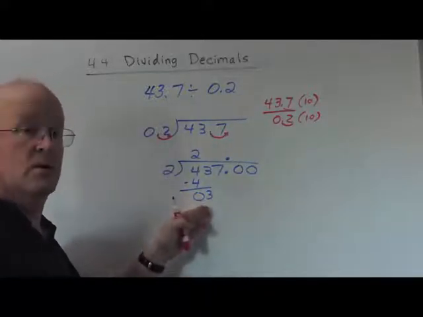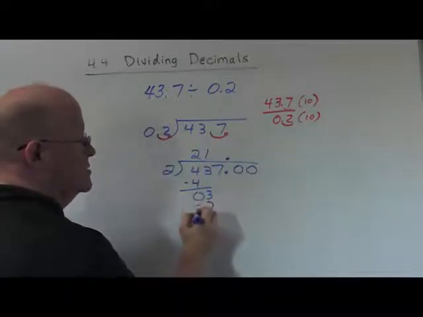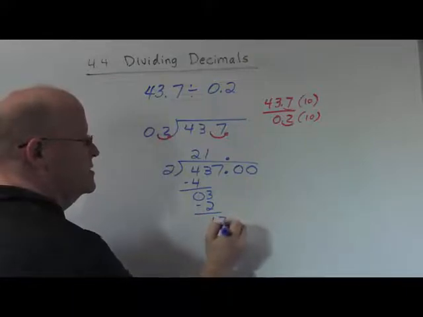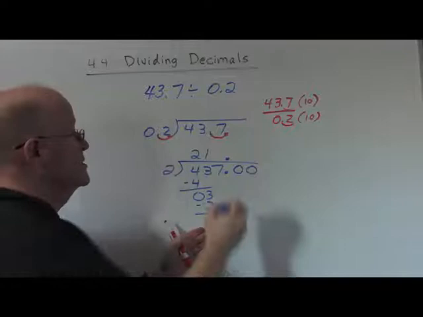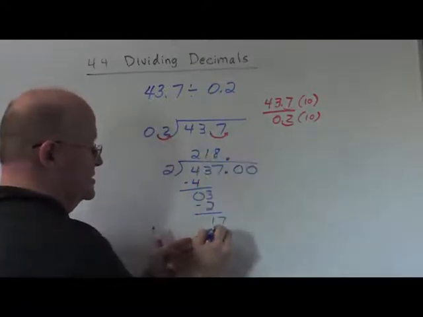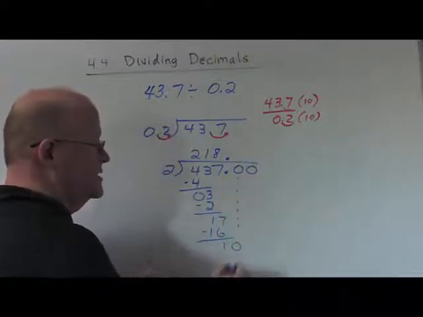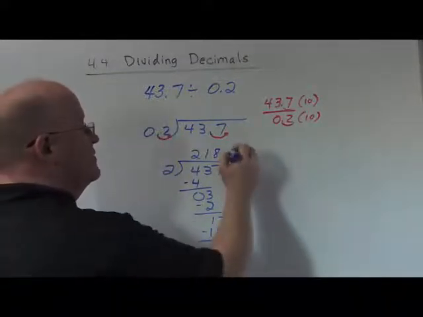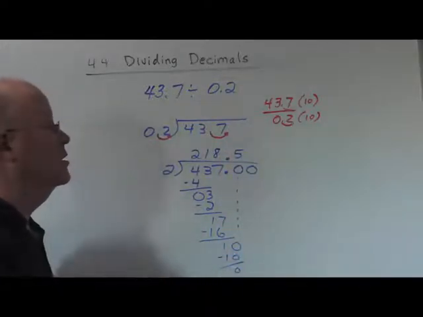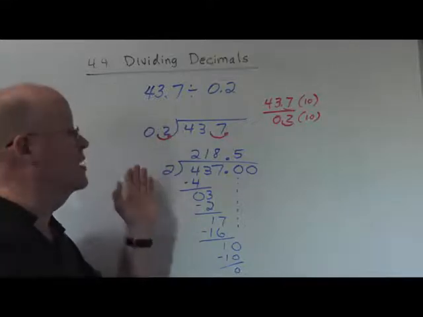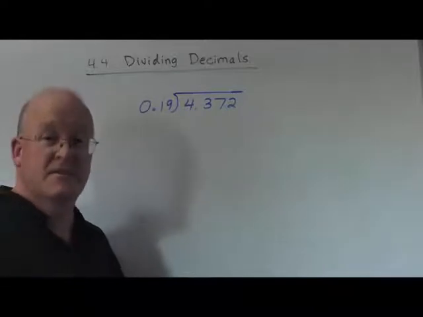How many times does 2 go into 3? The answer is 1 time. 2 times 1 is 2. Subtracting it 1, then we bring down a 7. How many times does 2 go into 17? The answer is 8 times, and we get 16. Subtracting, we have 1, and we bring down a 0 to the right of the decimal. 2 goes into 10 5 times exactly, and so we get as our quotient the answer to a division problem, 218.5.